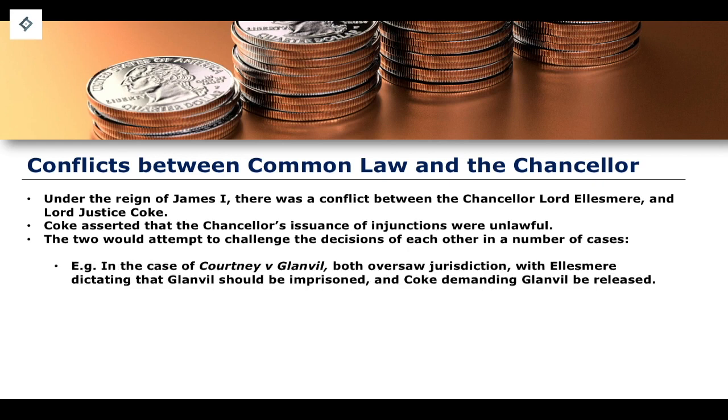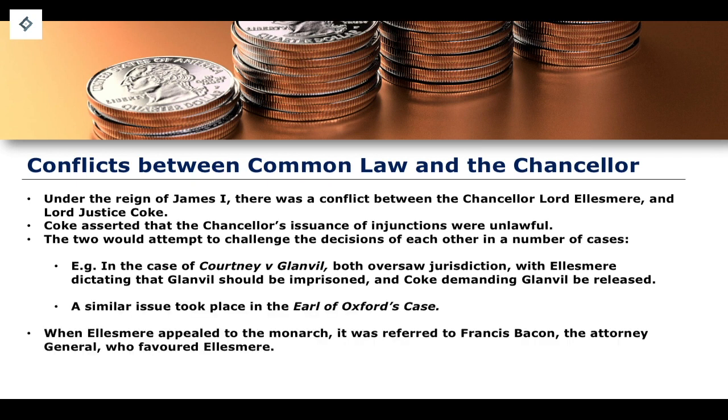So, for example, in the case of Courtenay and Glanville, they were both overseeing jurisdiction, with the Court of Chancery and Lord Ellesmere dictating that Glanville should be imprisoned, while Lord Justice Coke demanded that Glanville be released. A clear example of a conflict between the common law and the Court of Chancery. A similar thing took place in the Earl of Oxford's case. What happened was the Lord Chancellor himself, Lord Ellesmere, would appeal to the monarch to try and resolve this dispute.